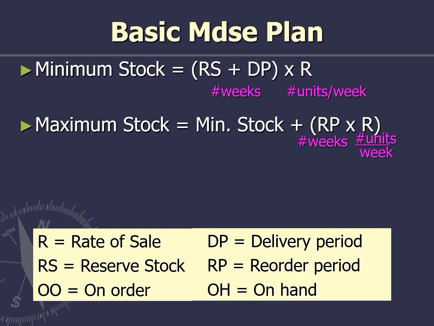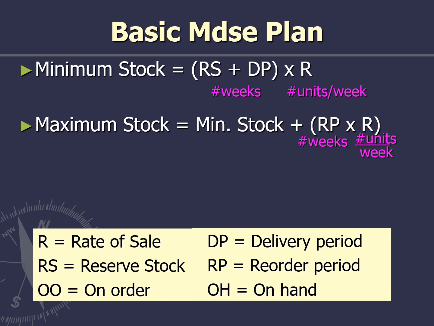So that's a number of weeks. Do we want to place an order every week, or every other week? If it's every week, the RP will be 1. If it is every other week, then the RP will be 2, and so on. So the RP times the rate of sale, the number of units you sell per week, that part, RP times R, will be added to the minimum stock level that you plan based on the previous formula, and that will give us the maximum stock.